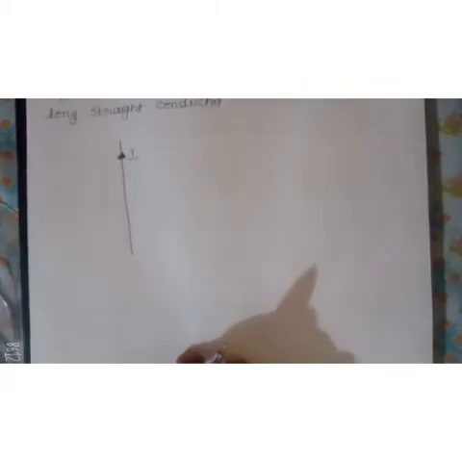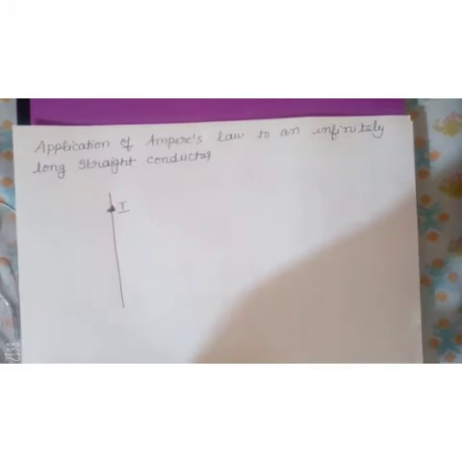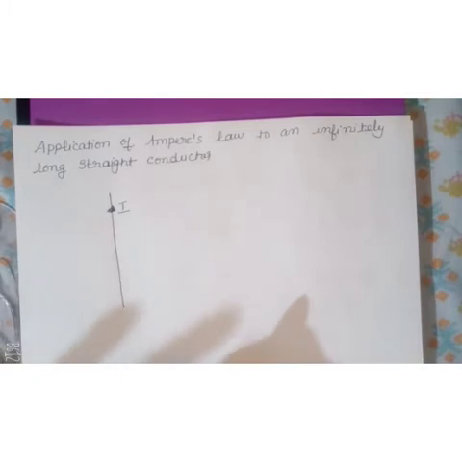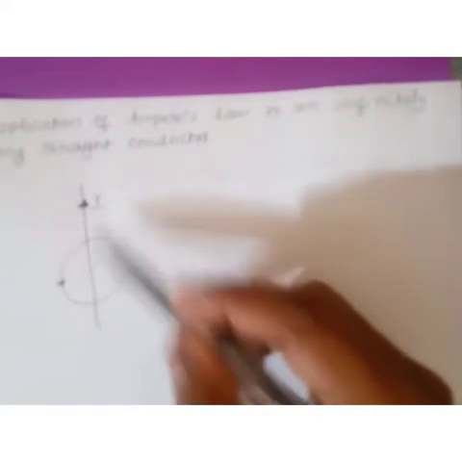Application of Ampere's law to an infinitely long straight conductor. First, one more term: Amperian loop. An Amperian loop is an imaginary loop. In the first chapter, you studied about Gaussian surface, which is also an imaginary surface. Like that, the Amperian loop is also an imaginary or geometrical entity, not a real loop.